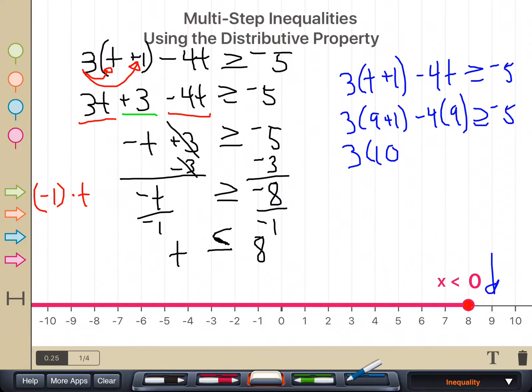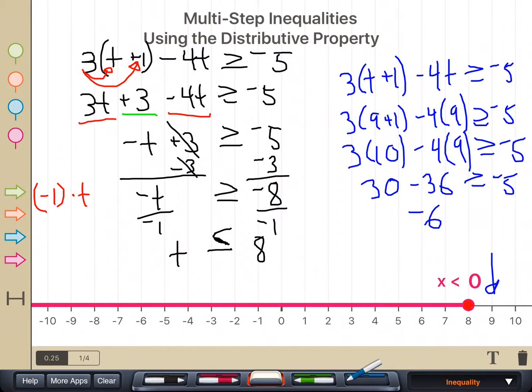9 plus 1 is 10, and we're going to subtract 4 times 9, and we're still greater than or equal to -5. This is 30, and we're subtracting 36, is greater than or equal to -5. 30 minus 36 is -6, greater than or equal to -5. That is incorrect, which is what we wanted because the number we used, 9, is not in our solution set. So we can see that our solution, t is less than or equal to 8, is true.